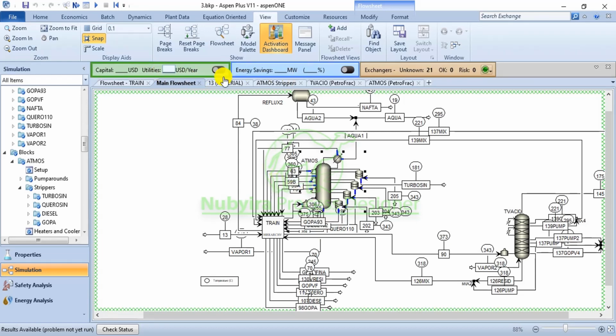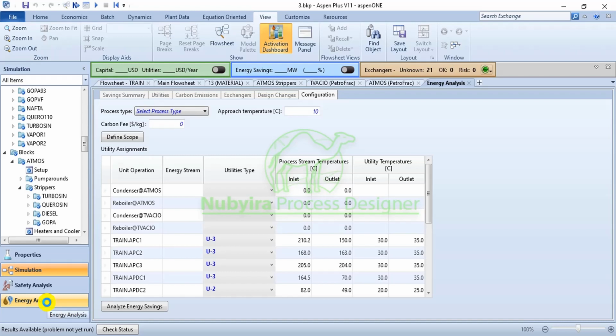So I'm going to be using the energy analyzer. You connect Aspen Plus with the energy analyzer through this activation dashboard. Then you want to set up the model to calculate. So I'm going to open it through this method, although you can also do it by going to the energy analyzer tab here, analysis tab, sorry. But let's take it one step at a time.